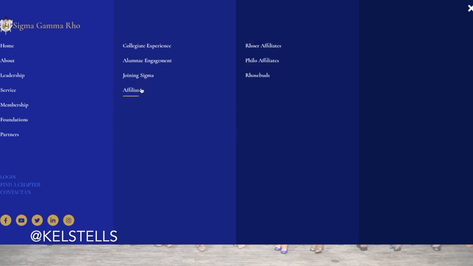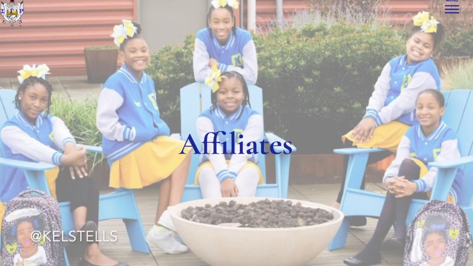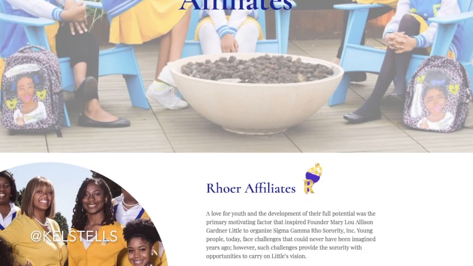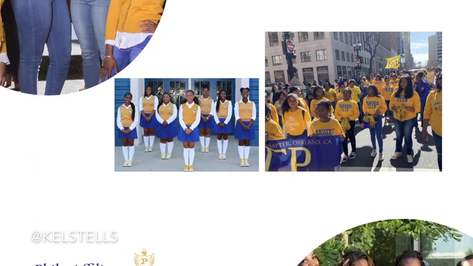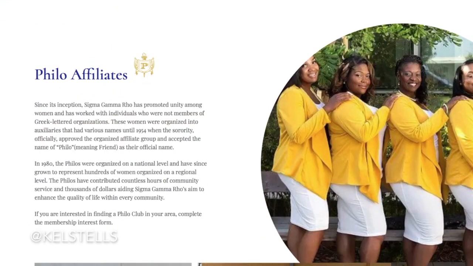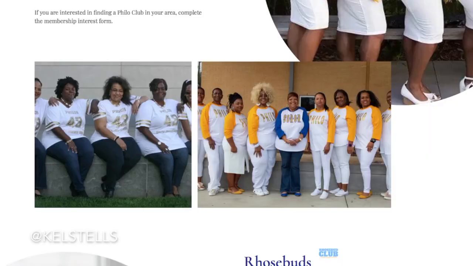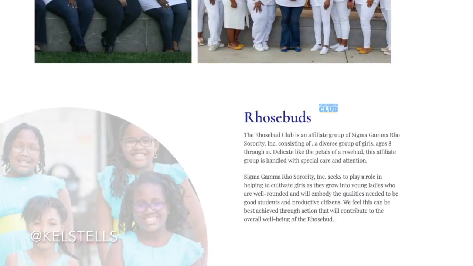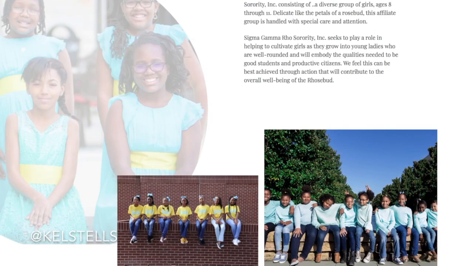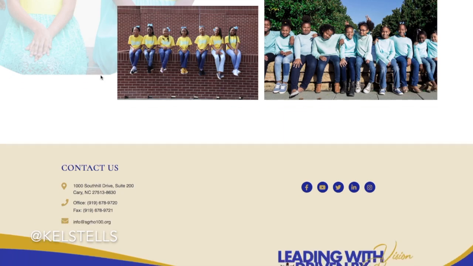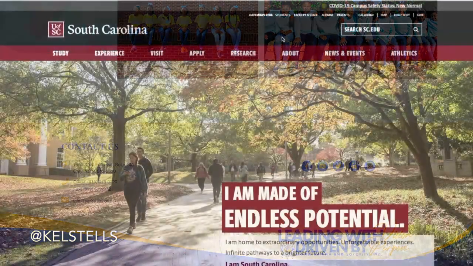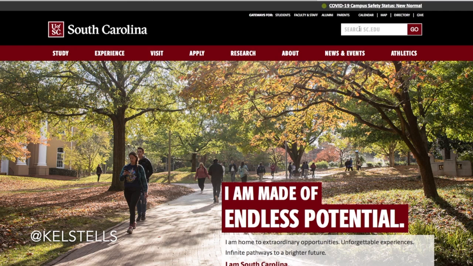Affiliates are for anyone who is interested in joining the organization but is not quite ready to be a sorority member, or basically for people who don't have an undergraduate degree. For us, we have our Philo affiliates and our Rowers and Rosebuds. Rowers and Rosebuds are the children, and then Philos are our friends. So all that information can be found on our website if you're interested in joining either one of these affiliates. Like I said, you can use the contact information that we have above.